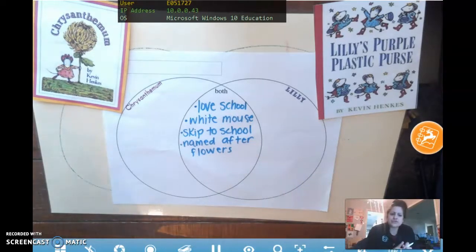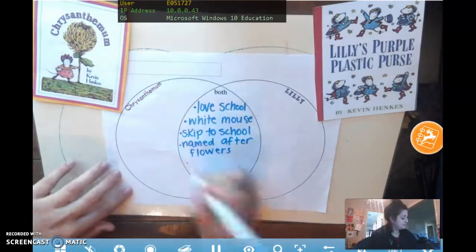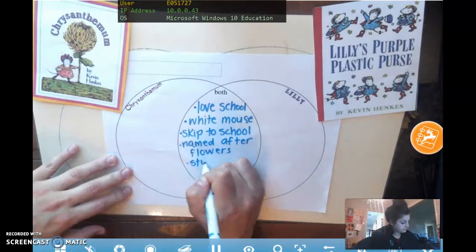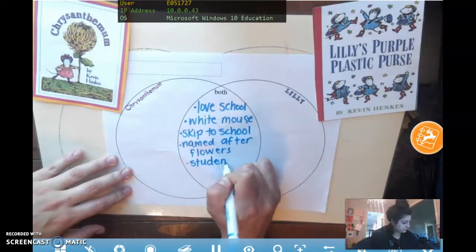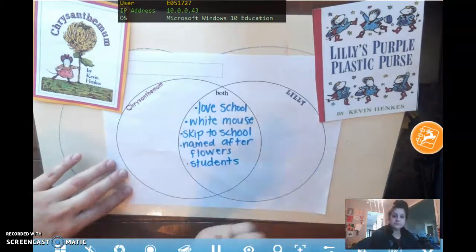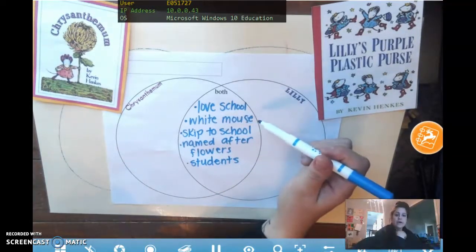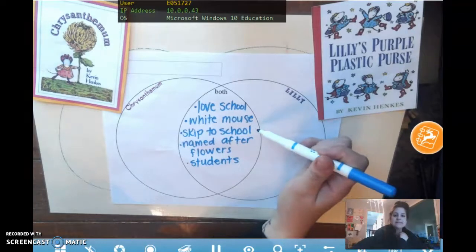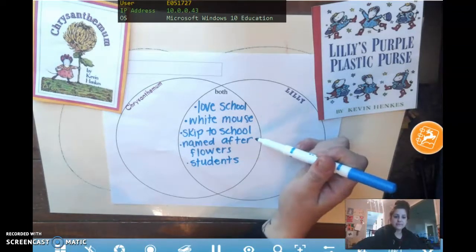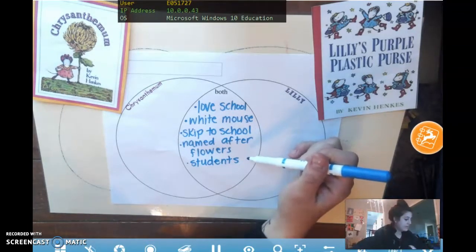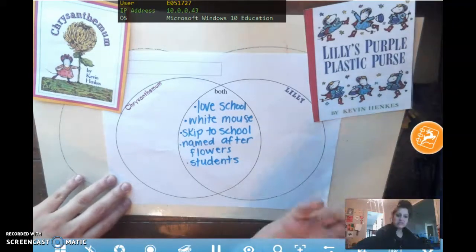They both go to school, right? So that means that they're both students like you guys. So they both love school. They're both white mice. They both skip to school because they're so excited. They're both named after flowers. They're both students, and they're also both girls.